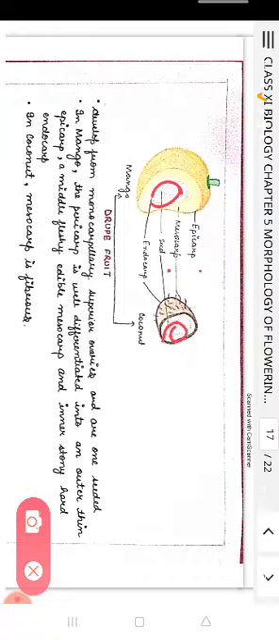Drupes develop from monocarpellary superior ovaries and are one-seeded. In mango, the pericarp is well differentiated into outer thin epicarp, middle fleshy mesocarp, and inner stony endocarp. In coconut, the mesocarp is fibrous. Very important question: in coconut, the mesocarp is fibrous.